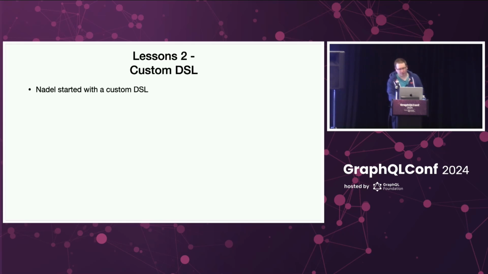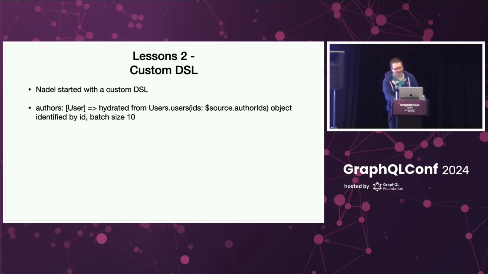Okay, so that was a fun one. That's just on me. We actually started with a custom DSL. This is a real example from a first version of Nadel, where we extended the GraphQL schema definition language with custom keywords like hydrated. As you can see, I invented this arrow and then hydrated from users, and so on. So you were able to specify in your Supergraph schema with this custom DSL how you want to hydrate, for example, things, or how you want to rename.